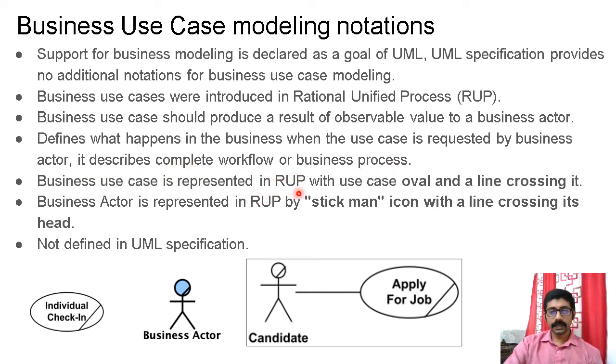A business use case is represented in RUP with a use case oval and a line crossing it. This oval and a line crossing it represents a business use case. A business actor is represented in RUP by a stickman icon with a line crossing its head. So a line crossing its head represents a business actor. This is not defined in the UML specification. It is part of the RUP. See this example here. A candidate is a business actor, and apply job is a business use case. Both are represented by the additional crossing line.